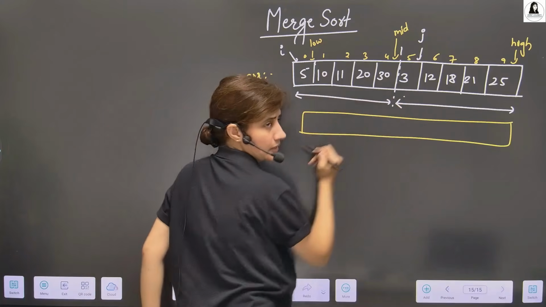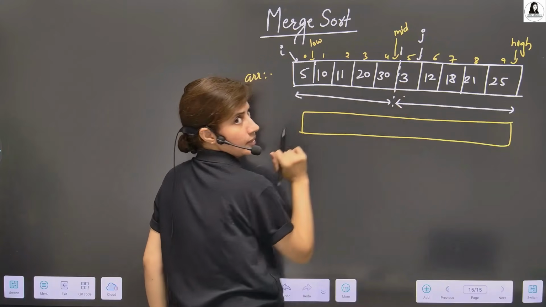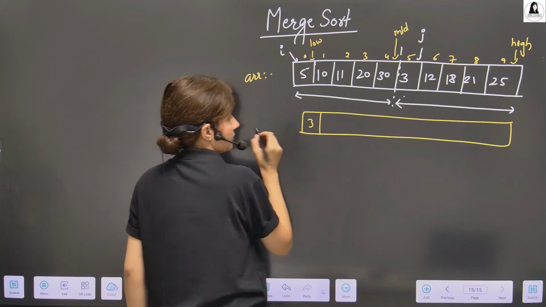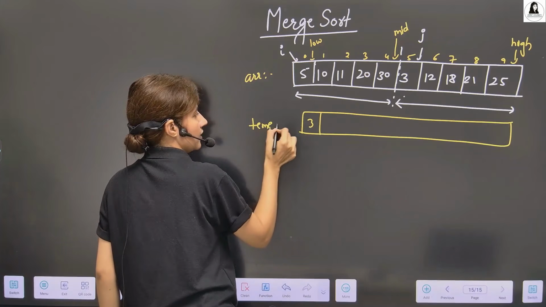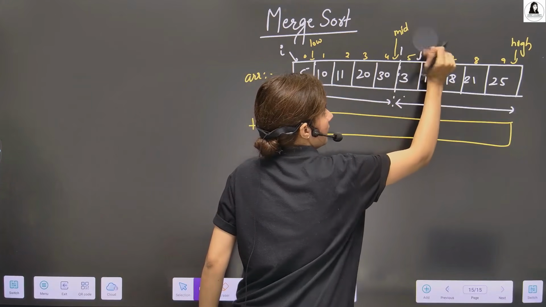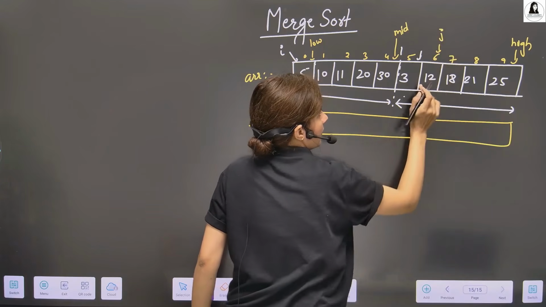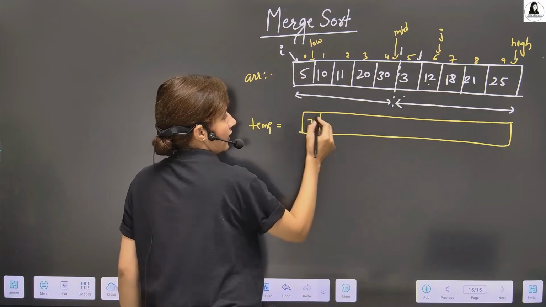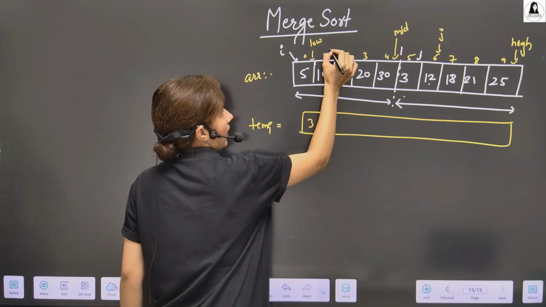How will you do it? Compare this with this. Which one is smaller? 3. So I'll put 3 here. Suppose let's take temp, a different array. And I'll move this j here. Now compare this with this. Which one is smaller? 5. Put 5 here. Now I'll move i here.